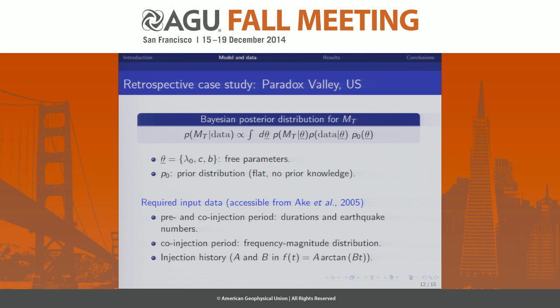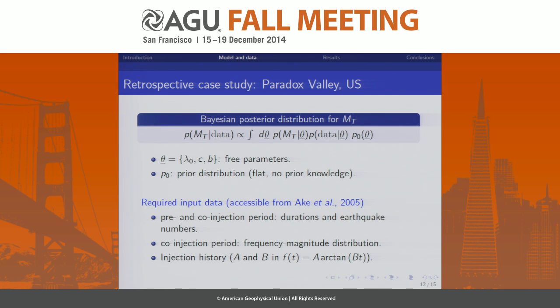So we need the following input data, and this is more or less the reason why we used here this site of Paradox Valley, because all these input data are available in the publication of Aki et al., although we do not have access to the data. We need not the full complexity of the earthquake catalog, but we need certain measures from it, and these are listed here. For the pre- and the co-injection period, we need the durations and the earthquake numbers. Additionally, we need for the co-injection period the frequency magnitude distribution.